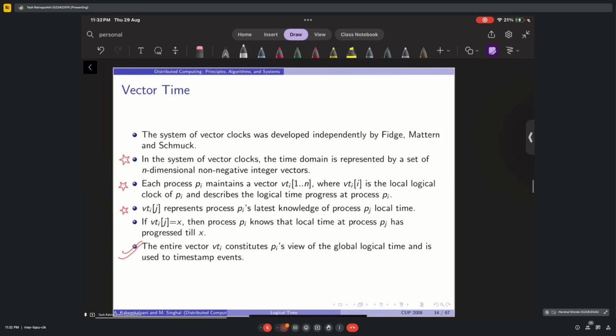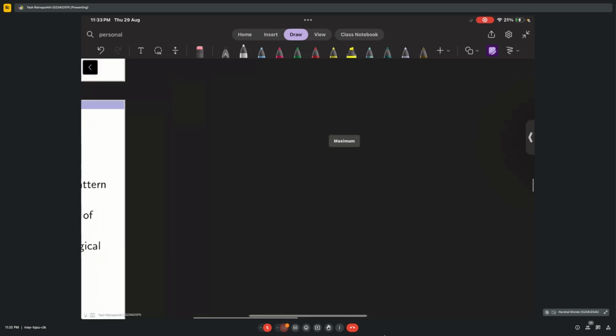So now coming to the vector time. Understand this. This is easy. This is not tough, but this is relatively tougher. The system of vector clock was developed independently by Fidge and Mattern and others. None of that matters. But in the system of vector clock, the time domain is represented by a set of n-dimensional non-negative integral values, or vectors. Let's understand this again.